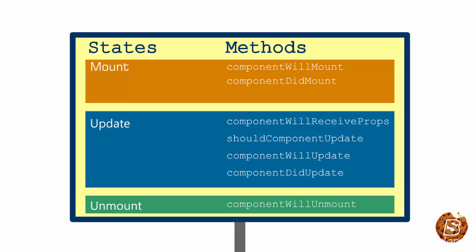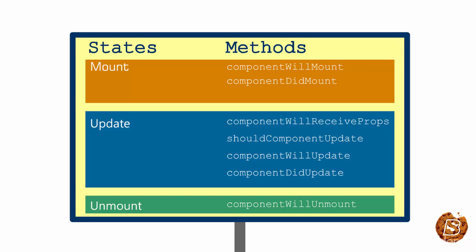Now this one is invoked immediately before rendering when new properties or state are being received. This method is not called for the initial render. After that we have componentDidUpdate, and this one is invoked immediately after the component's updates are flushed to the document object model. This method is not called for the initial render. We can use this method to operate on the document object model when the component has been updated.